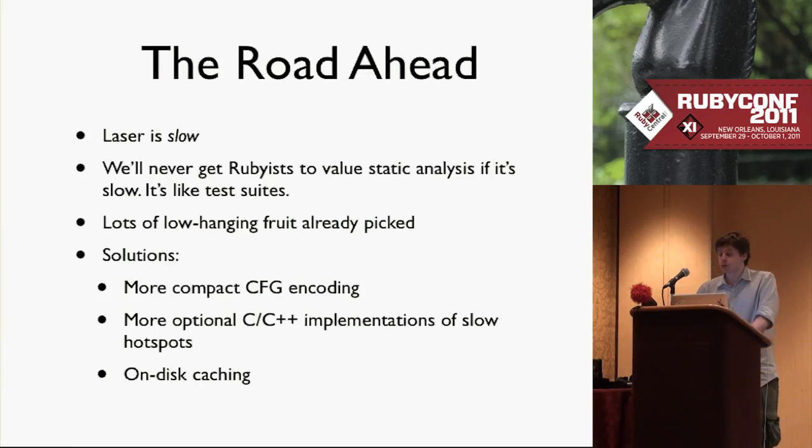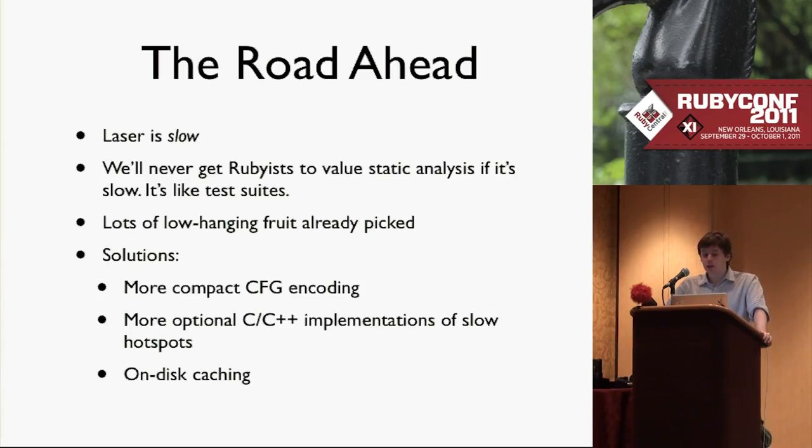The other thing is Laser's pretty slow. We'll never get Rubyists to value static analysis if it's slow. The compiler writers aren't going to like it if none of their users want to use the static analysis that can make things faster because it turns their build into a couple hours. It's a lot like testing. People don't run their tests if they take half an hour to run. Laser isn't that bad. It isn't good enough to test on enormous code bases yet, but I suspect it is too slow.